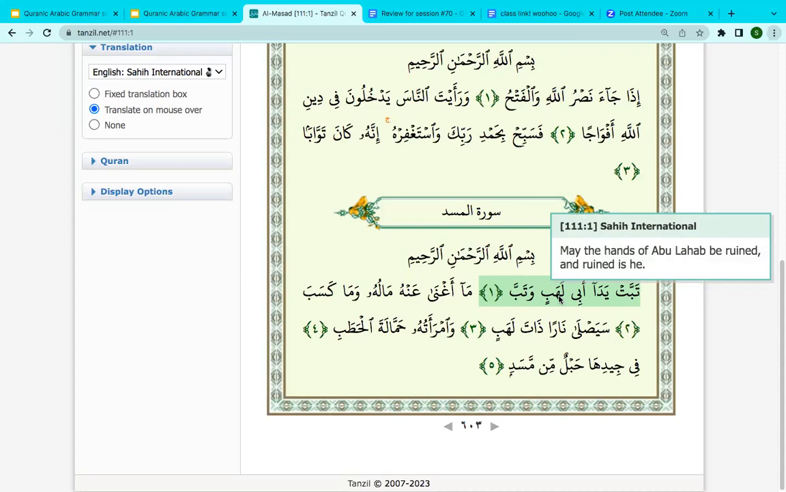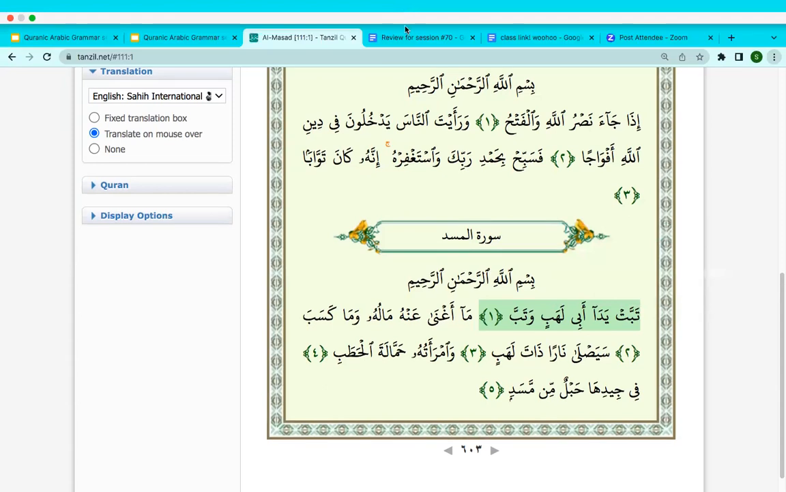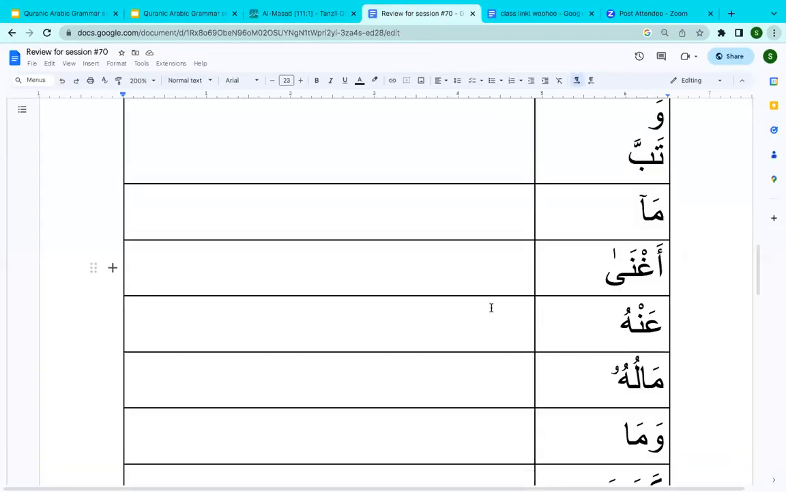Yes, it is a non-standard use of past tense, barakallahu feek, and you are using past tense to curse someone. Allah subhanahu wa ta'ala is cursing Abu Lahab. That is why this was like that. I hope everyone has understood everything so far. Okay, let me take you now to the next verse.